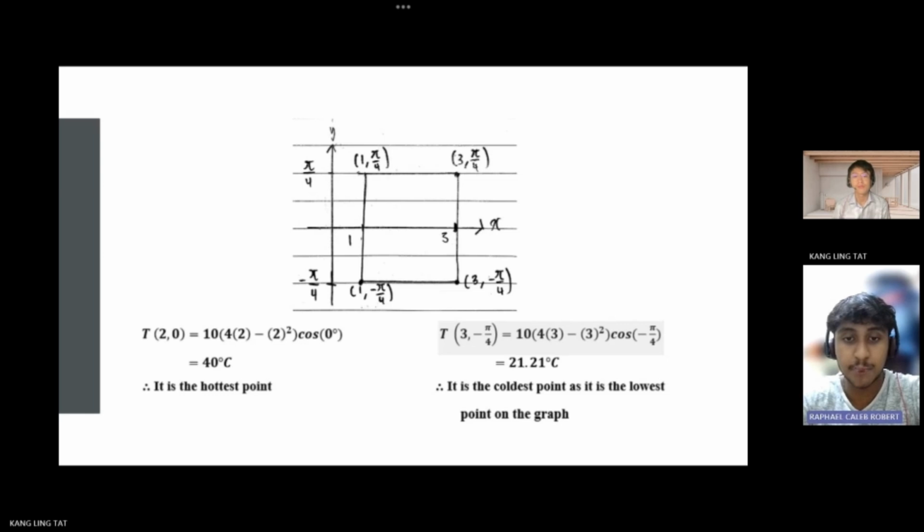As for the coldest point, we know from the graph that the points (1, negative pi over 4) and (3, negative pi over 4) are the lowest points of the graph. Thus, substituting any one of these points into the main equation would give us the coldest point of the graph, which is also the lowest point of the graph.